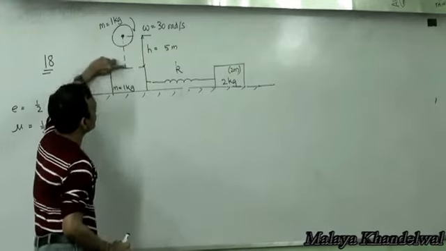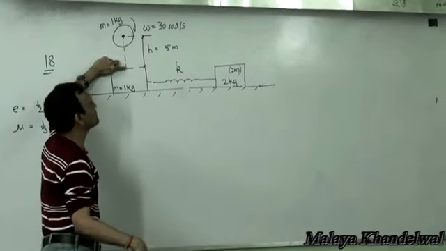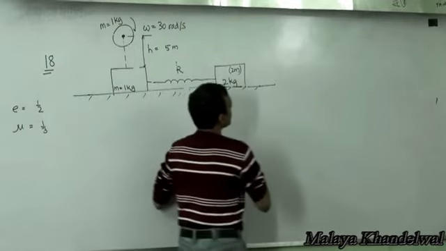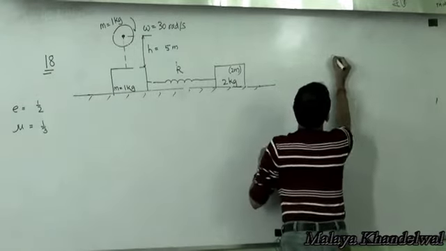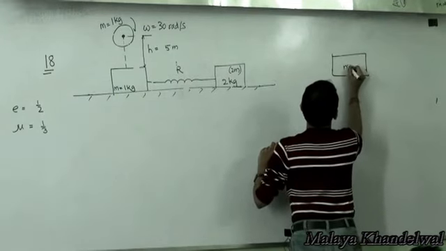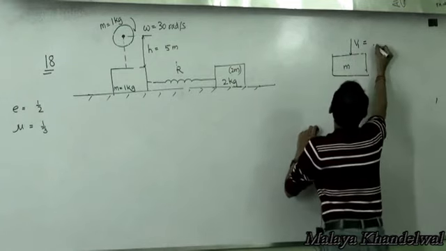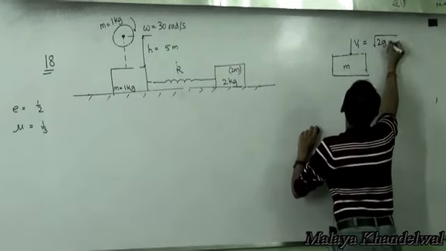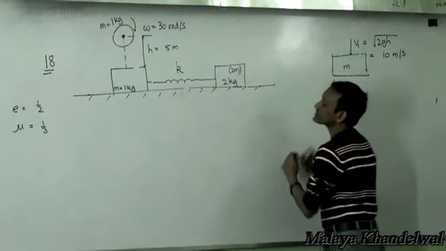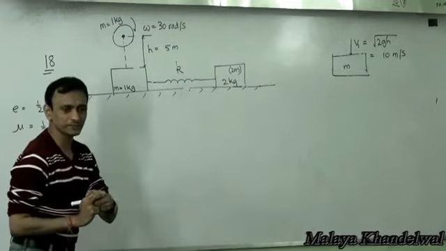Now, just before it hits, it has an impinging velocity root 2 gh, right? Just before it hits this, it has a velocity. So when it hits this mass m, it has a velocity, vertical velocity v1, which is root 2 gh. H is 5, g is 10, so that's 10 meters per second, right?